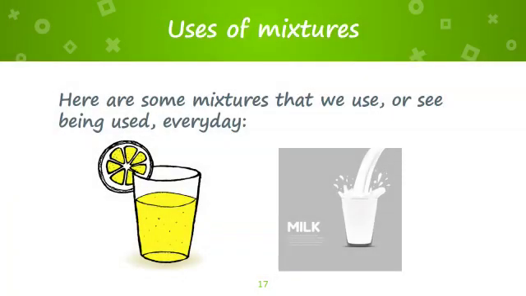Here are some very simple uses of mixtures that we see in our daily life. Look at this, this is a lemonade. We drink lemonade during summer. And I think we have milk daily. So what is it? It's just a mixture. Milk is a mixture of water and various proteins, fats, and other substances. Lemonade contains water, sugar, different flavoring agents, and carbon dioxide as well.